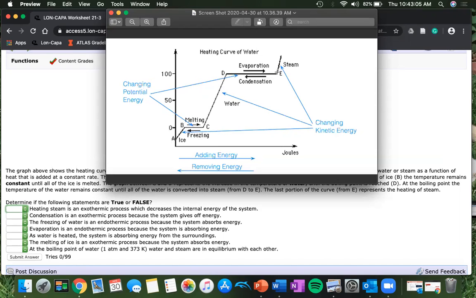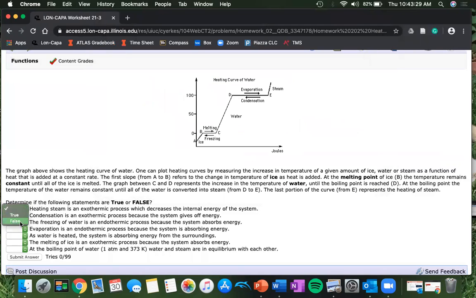Well, if we look here at steam increasing its temperature, steam starts out at 100 degrees Celsius and then it warms up from there. Steam is only able to move up and to the right on this graph. As we move to the right, we are adding energy. So the process of steam heating up would be an endothermic process because energy is going into the system. So this is going to be a false statement.